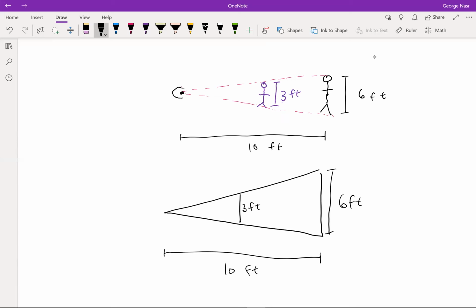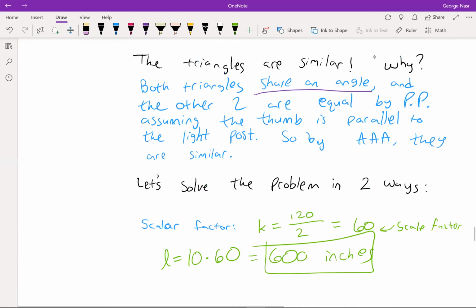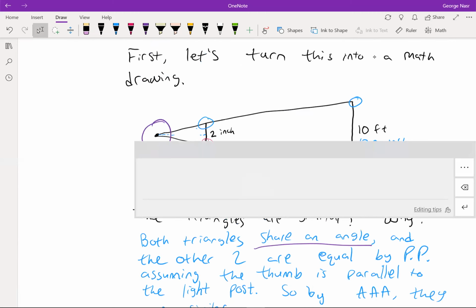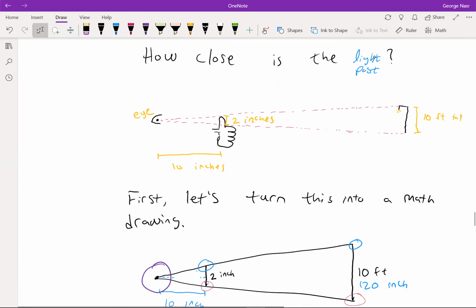The reason that I've drawn it like this is that the dashed lines here, I kind of neglected to mention this before, I was hoping this was clear, but the dashed lines are supposed to be like your line of eyesight. So anything inside this triangle is what you see. So right now the girl is completely blocking the man, just as up here, how your thumb was completely blocking the light post.